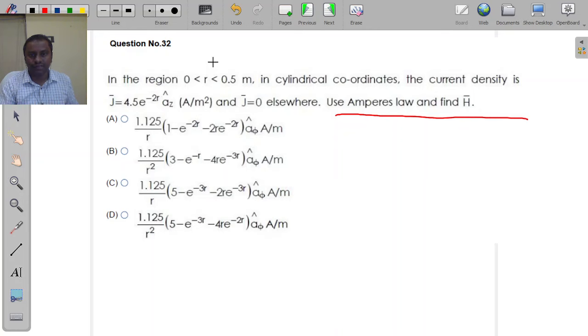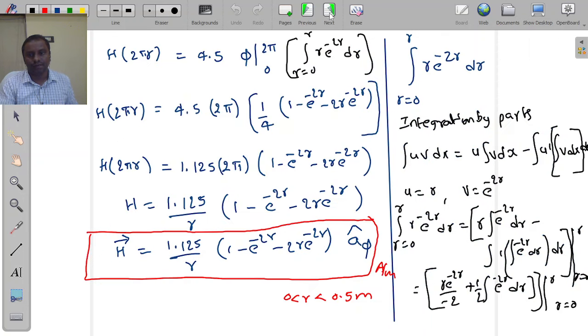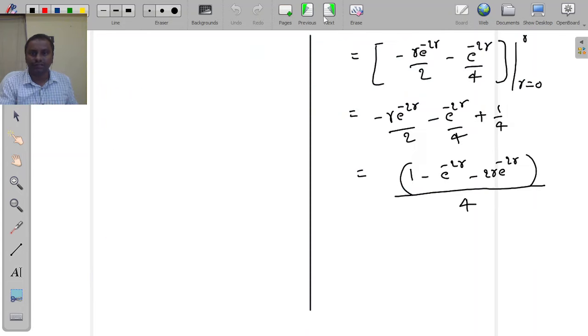If you calculate the H for this region, the answer is coming out 1.125 by r into 1 minus e power minus 2r minus 2r into e power minus 2r. This is the answer, right? Answer A is coming. Suppose if you want to calculate the magnetic field intensity for r greater than 0.5, that also we can calculate, for r greater than 0.5 meters.